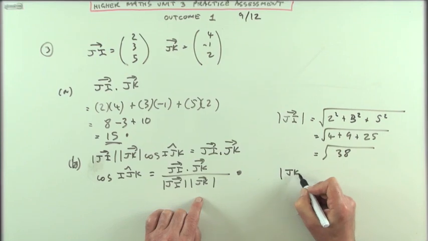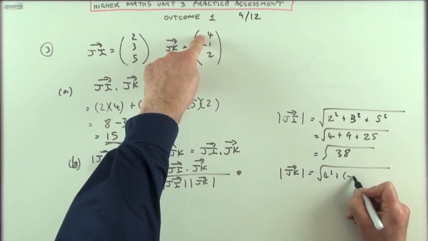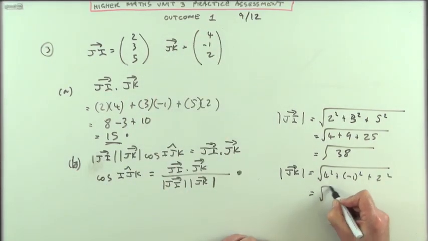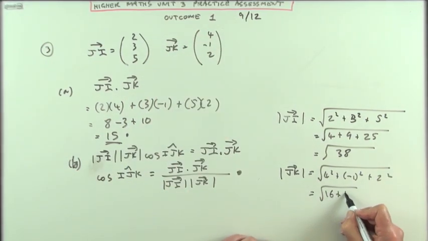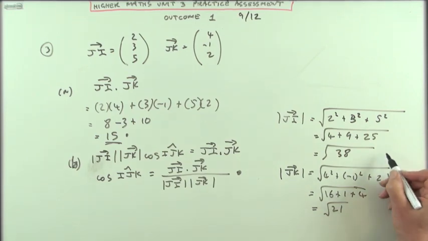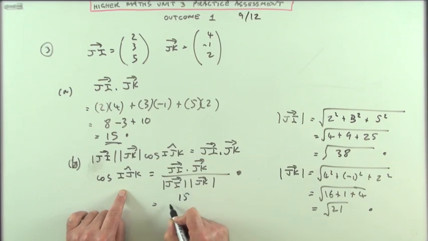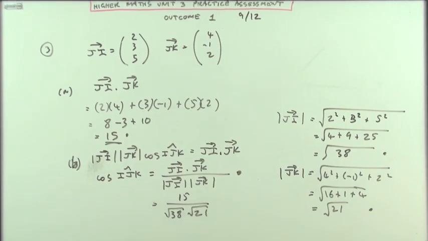And the length of jk will be the square root of 4 squared, -1 squared and 2 squared, which is 16 and 1 and 4, which is the square root of 21. Now those are worth a mark each, whether you write them separate at the side or whether you've got that working in here. So putting that together, that means that the cosine would be 15 divided by the square root of 38 times the square root of 21. Now there's 5 marks altogether. The final mark, because we've got 4 already, won't come until you get the answer.